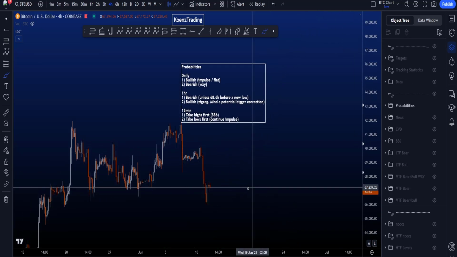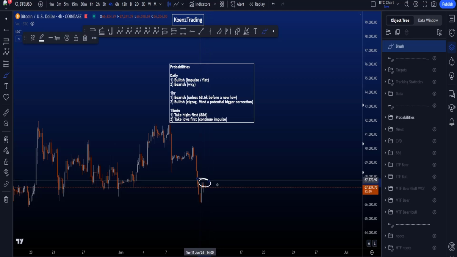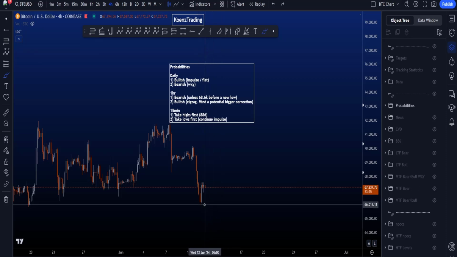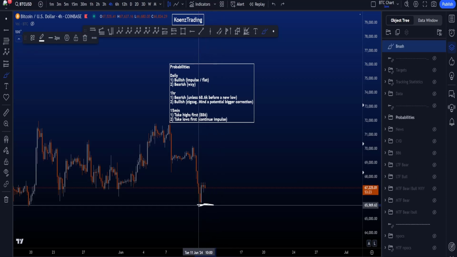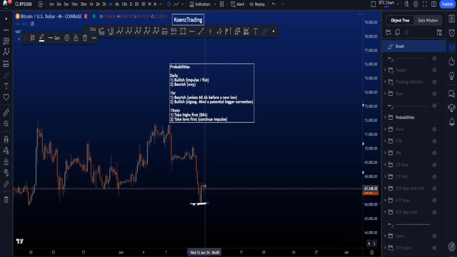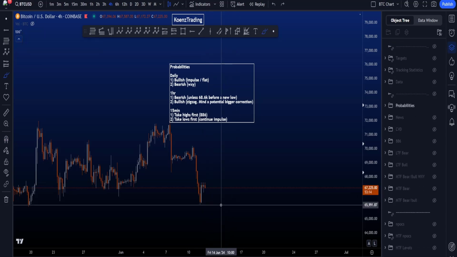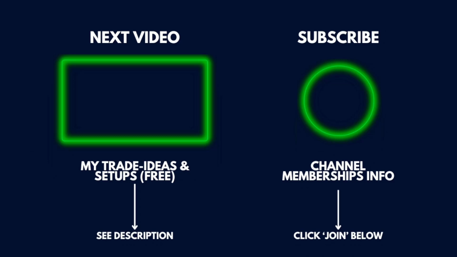On the 15-minute time frame, the probabilities at the moment would be higher for price to sooner or later take out the highs due to the 0.886 touches that we have locally before taking out the low at 66k, and therefore on the number 2 spot we have taking the lows first before taking the highs to continue an impulse to the downside. I hope that this video was helpful or valuable to you.